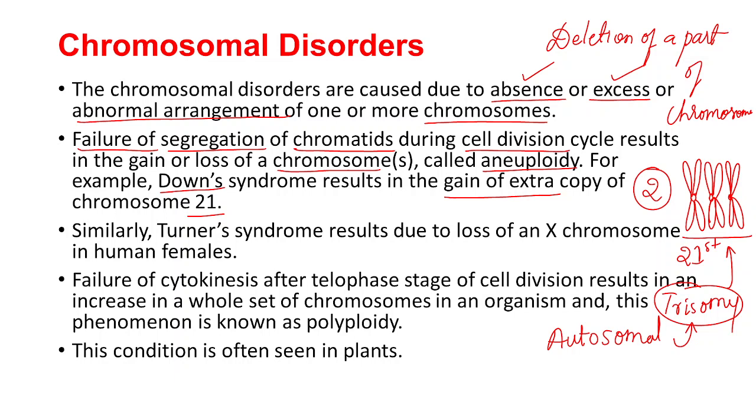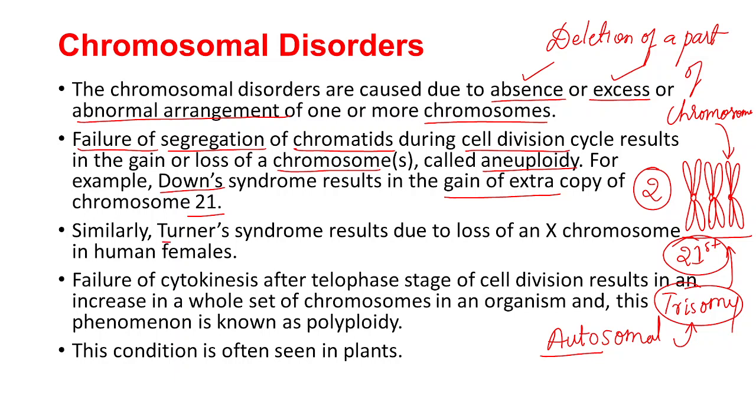Another chromosome will come and sit there along with the pair, which will lead to occurrence of 3 chromosomes. That is called trisomy. And since it is occurring with the 21st chromosome, which is an autosome, hence it is called autosomal trisomy, right?